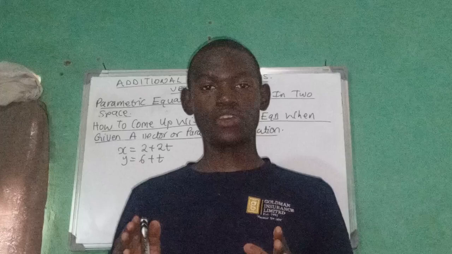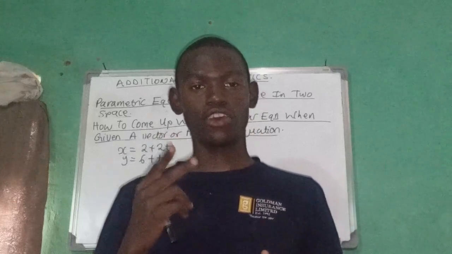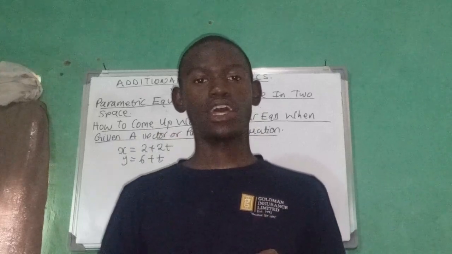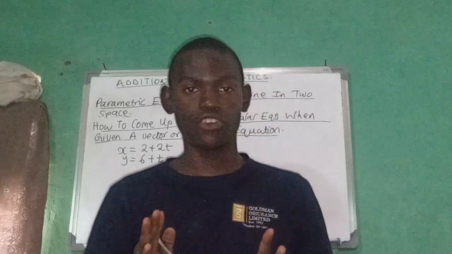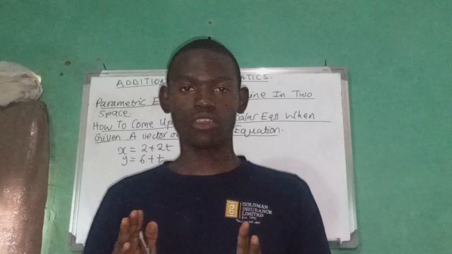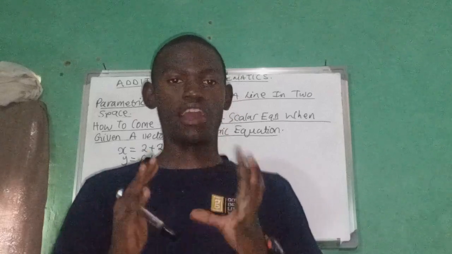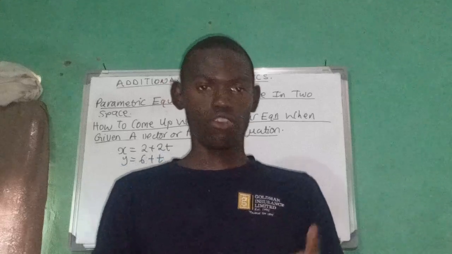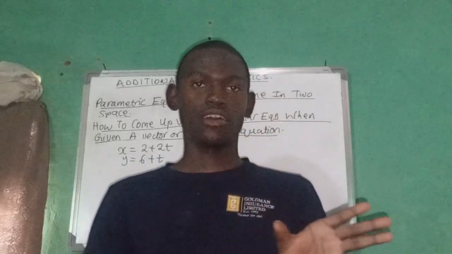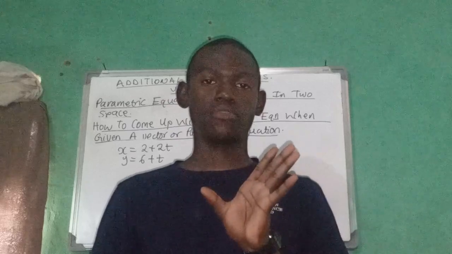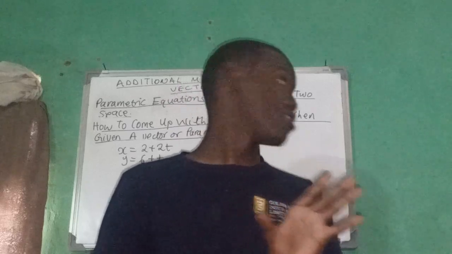This is parametric equations of a line in two space, or two dimensions. Now, when you are given a parametric equation, how can you come up with a scalar equation? In the previous video we looked at a normal vector and its properties. In this video, we are now continuing.